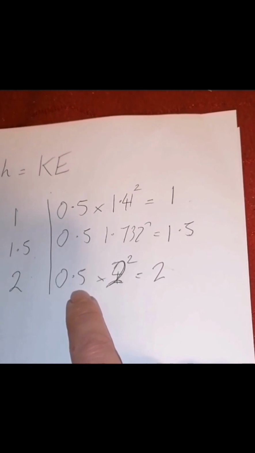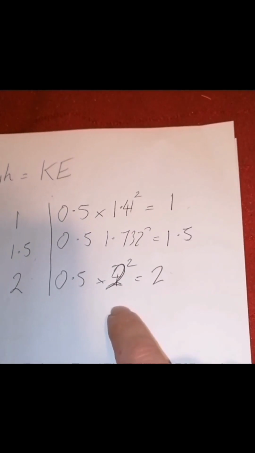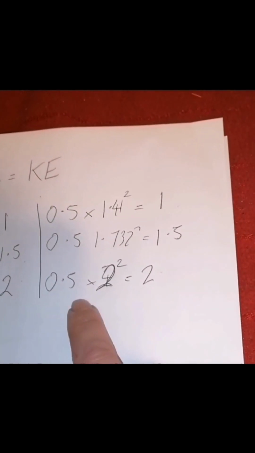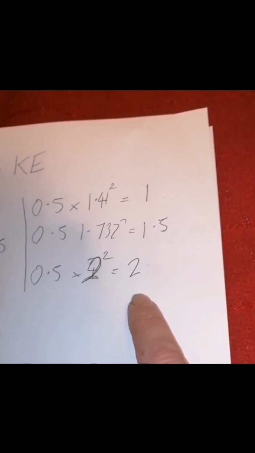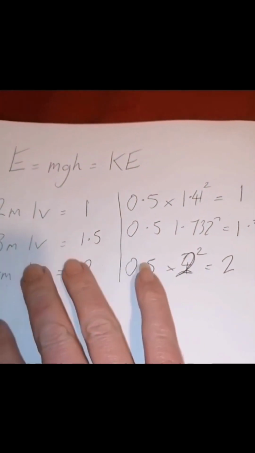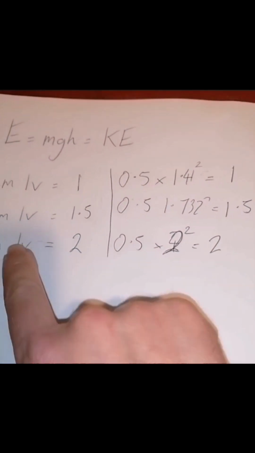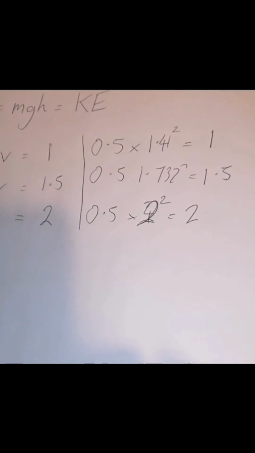Again, equivalency. And half the mass, 0.5 times the velocity, which would be 2. 2 squared would be 4. 0.5 times 4 would equal 2. And again, we can see equivalency. So in both cases, MGH and the kinetic energy would suggest that the energies for all these masses dropped would be equal energy.